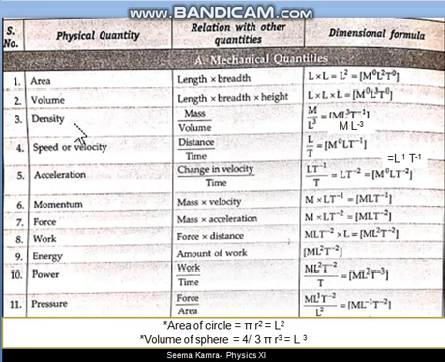Now let us proceed to the density term. See, the density formula is mass upon volume. Mass is replaced by M, volume is replaced by L cube. We have already solved it. So finally the density dimensional formula is M L raised to power minus 3.